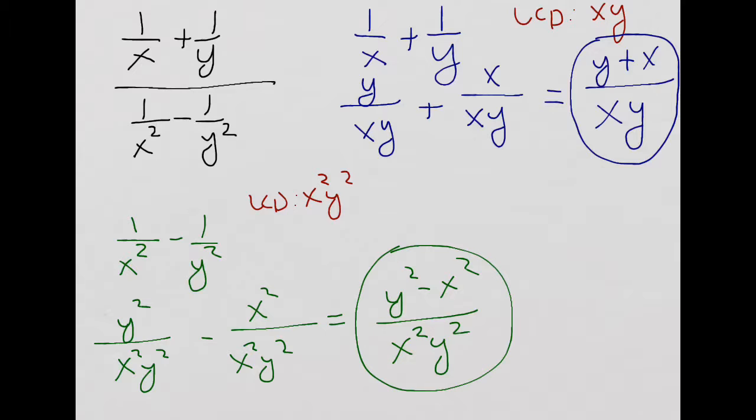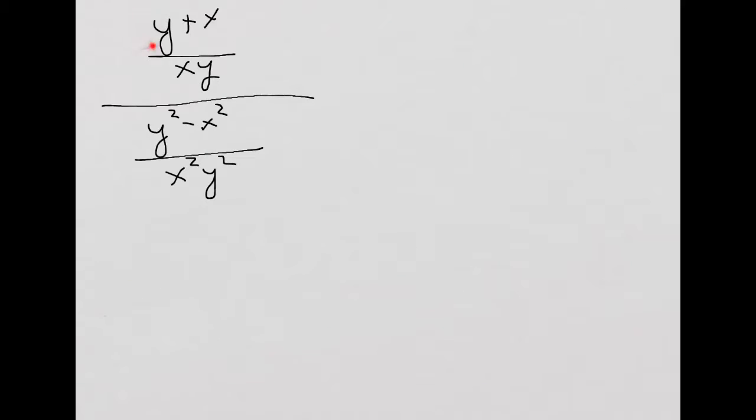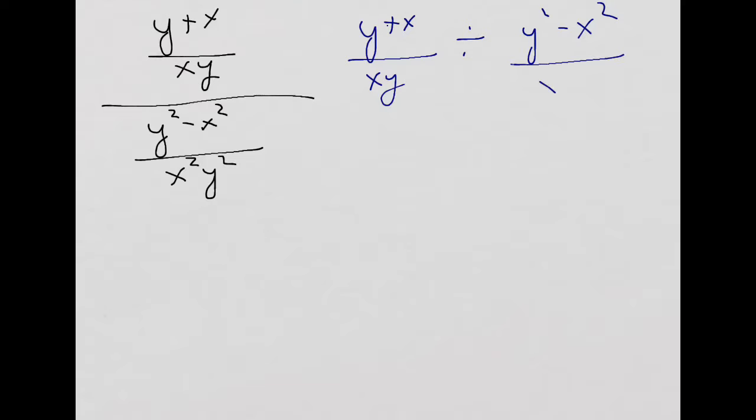All right, so now let's rewrite this as a fraction. We get y plus x over xy, and all of that divided by y squared minus x squared over x squared y squared. Let's take a look. How many fractions do we see on the numerator now? One fraction. One fraction on the denominator too. And here's where we use this neat little property. We can rewrite this as y plus x over xy divided by y squared minus x squared over x squared y squared. The reason I'm writing it this way is to point out that we are dividing fractions.